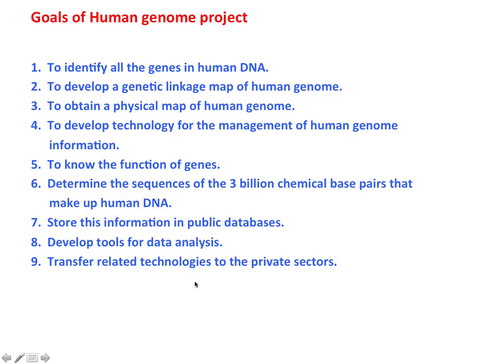So the goals of the Human Genome Project are to identify all genes in human DNA, to develop a genetic linkage map of the human genome, to obtain a physical map of the human genome, and further to develop technology for the management of human genome information, to know the function of genes, and determine the sequence of 300 crore, that is 3 billion chemical base pairs that make up human DNA, store the information in public databases, and develop tools for data analysis and transfer related technologies to the private sector. So these are the goals of the Human Genome Project.